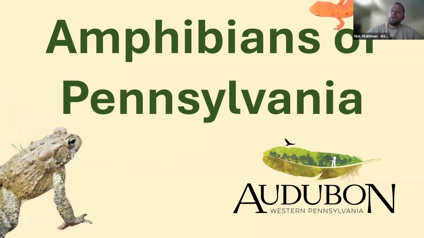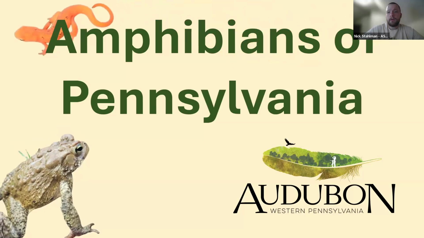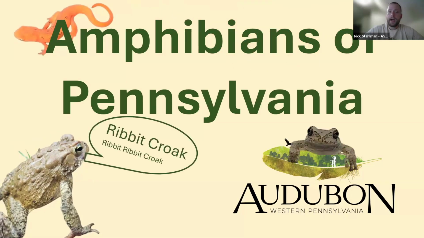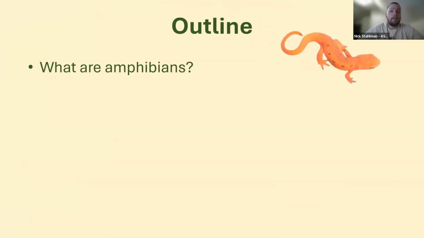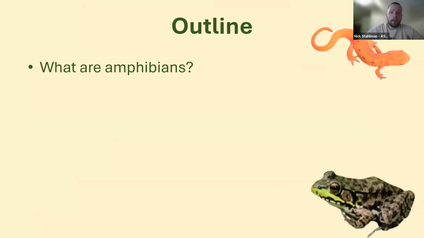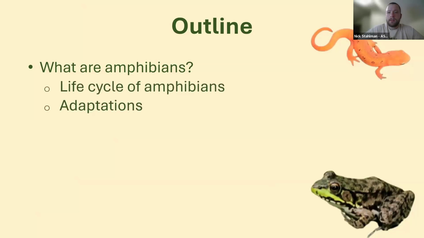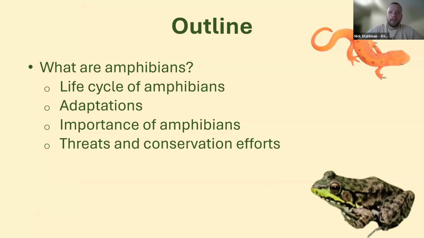And I hope that you all have a great time with it because frogs and salamanders are some of the best things we have. But in particular, in this program, we're going to talk about what exactly amphibians are, which, for our intents and purposes, are going to be salamanders and frogs. We'll talk about their life cycle, some of the adaptations that make amphibians amphibians, the importance of amphibians, and some of the threats that they're facing, as well as conservation efforts that are being made to mitigate those threats.